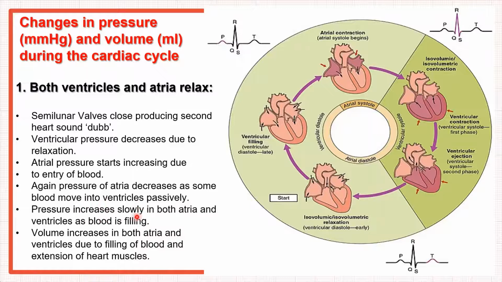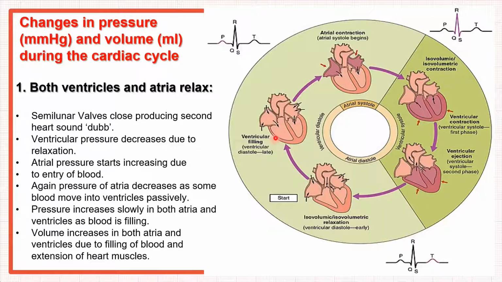Then the pressure increases slowly in both the atria and ventricles as the blood is filling. Definitely, because blood is coming in, pressure would increase slowly in both atria and ventricles, because the blood which is coming into the atrium is also passively going into the ventricles. So pressure would increase slowly. Now, because of this, the volume is increasing in both the atria and the ventricles due to filling of blood and extension of the heart muscles. Blood is being filled in and the heart muscles are relaxed. So eventually the volume will increase.